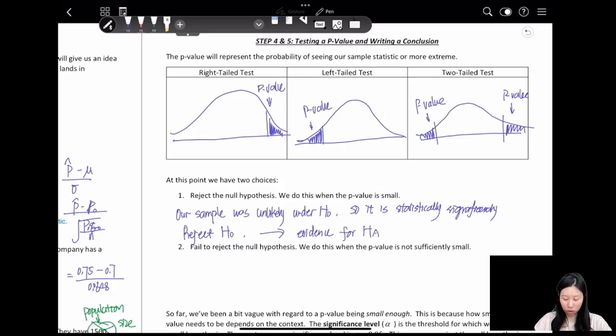After we reject the null hypothesis, we can say there's evidence for the alternative hypothesis. That's something that you need to fill in: we reject the null hypothesis, and we have evidence for the alternative hypothesis.